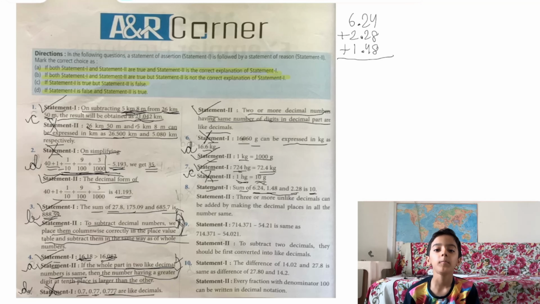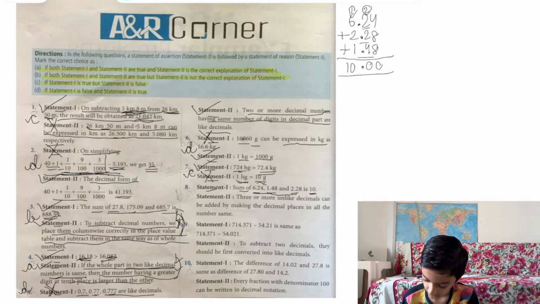Here 4 plus 8 is equal to 12 and 12 plus 8 is equal to 20. 0, 2 carry over, 2 plus 2 is equal to 4, 4 plus 2 is equal to 6 and 6 plus 4 is equal to 10, 0, point under point, 1 carry over, 6 plus 1 is equal to 7, 7 plus 2 is equal to 9 and 9 plus 1 is equal to 10. So when we add these three decimals, the result is coming 10.00 and here 10.00 can be written as 10 because zeros at the end of the decimal do not matter.